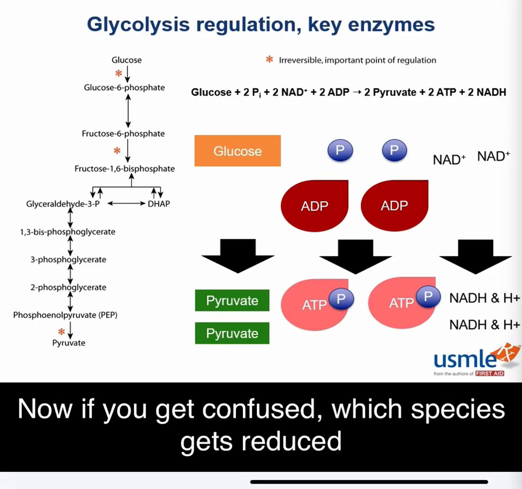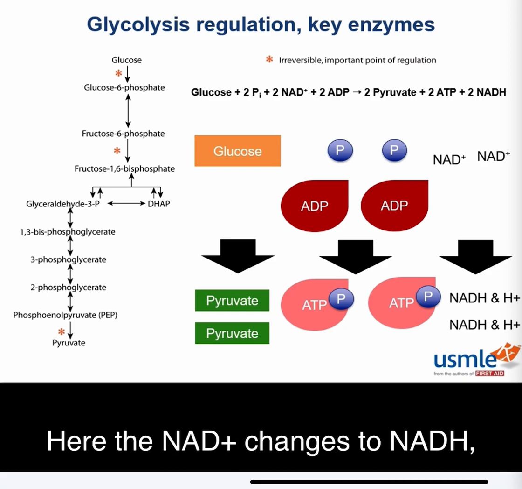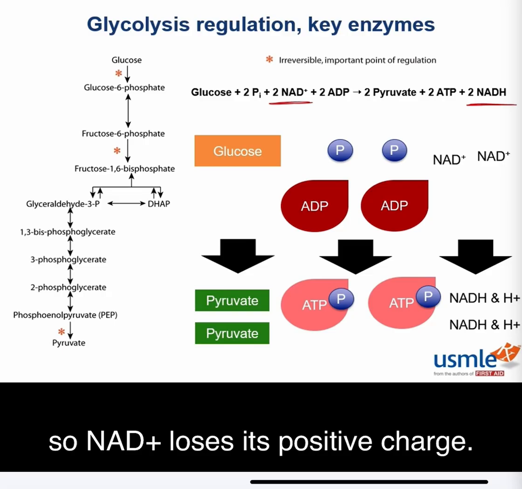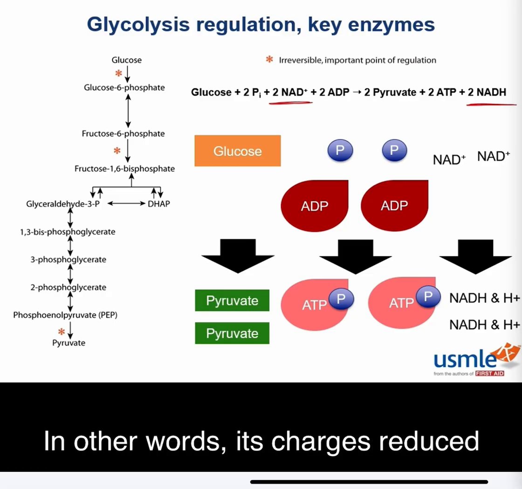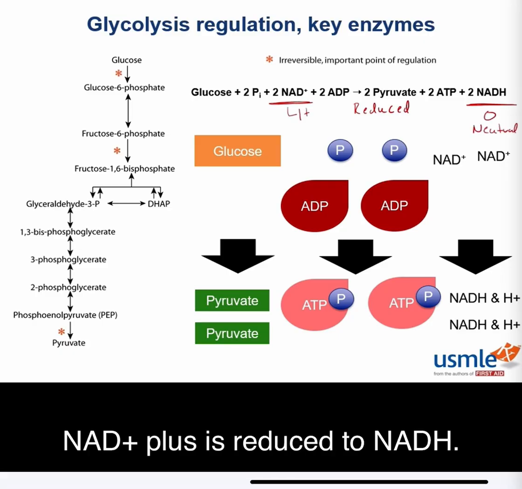Now, if you get confused about which species gets reduced or oxidized, don't freak out. Just look at the charge. Here, the NAD plus changes to NADH. So NAD plus loses its positive charge. In other words, its charge is reduced from +1 to 0, or neutral. Or to say this another way, NAD plus is reduced to NADH.